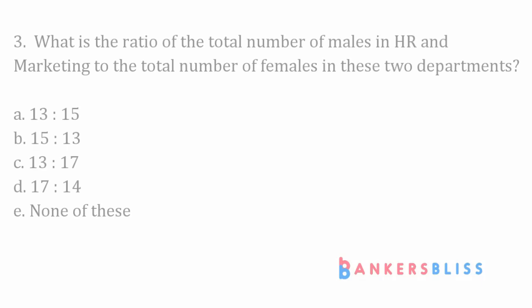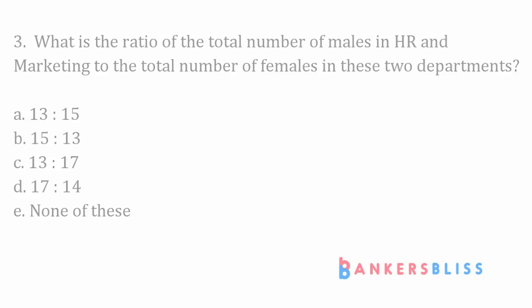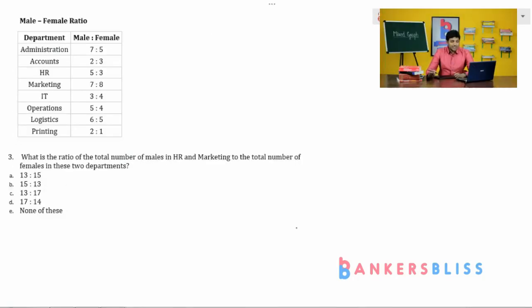Problem number 3. What is the ratio of the total number of males in HR and marketing to the total number of females in these two departments? They are asking us to calculate the ratio between the total number of males in HR and marketing to the total number of females in those two departments. So HR plus marketing males divided by HR plus marketing females. So this is the ratio that we have to calculate.